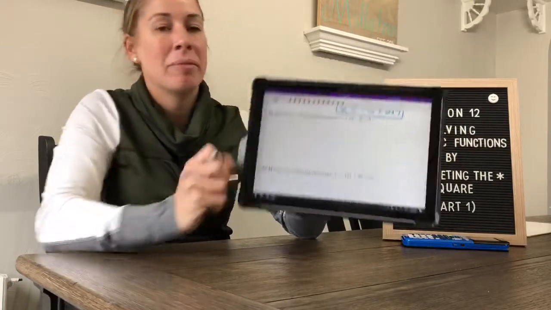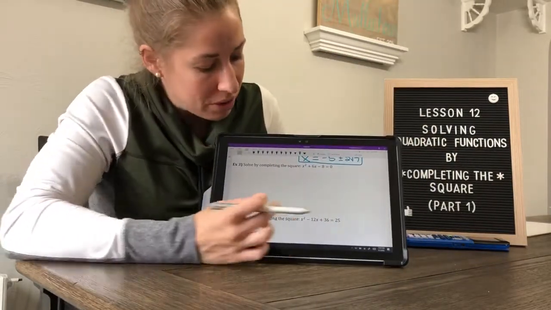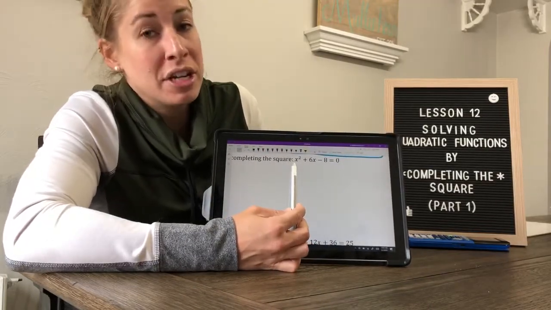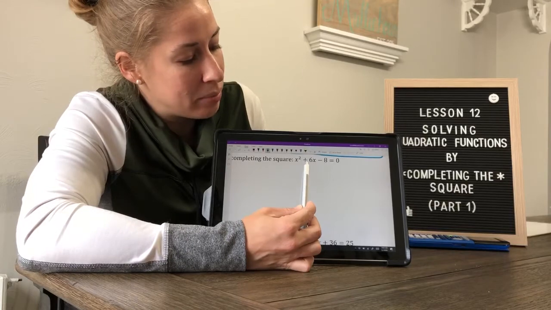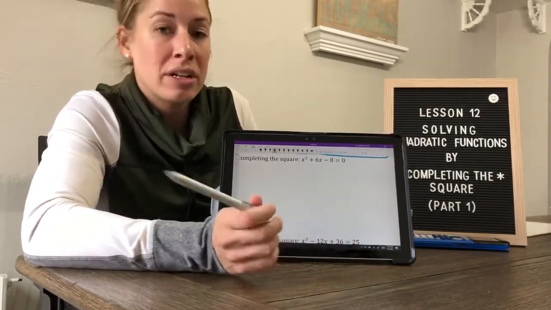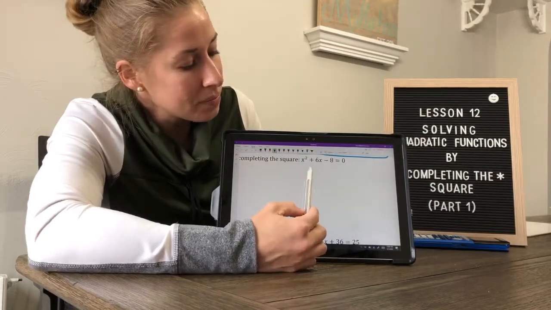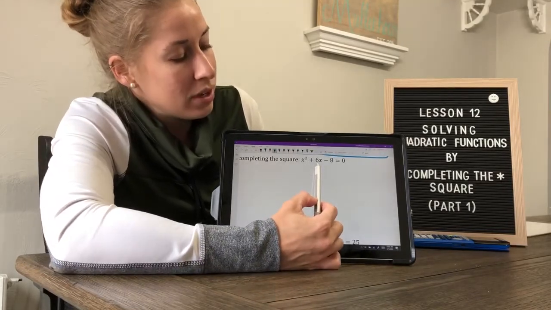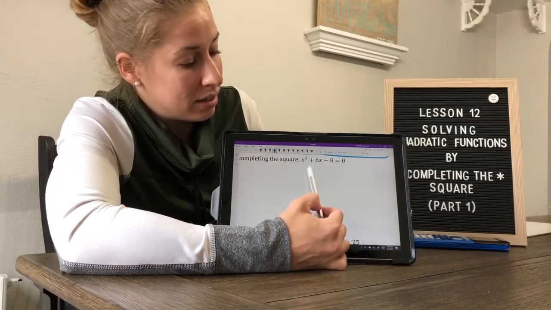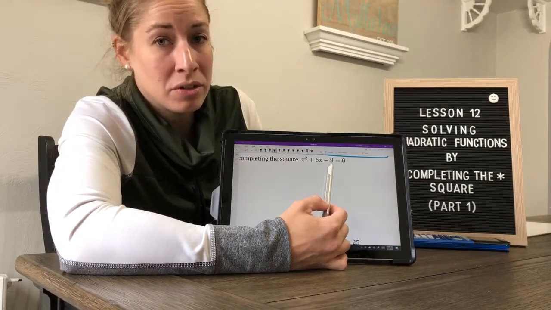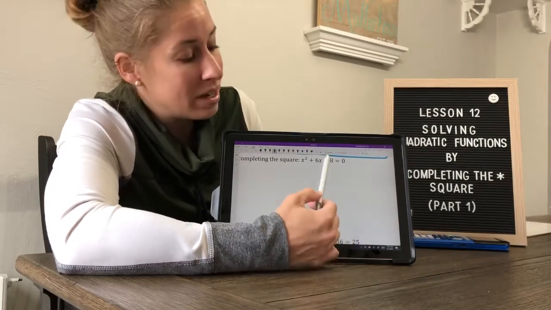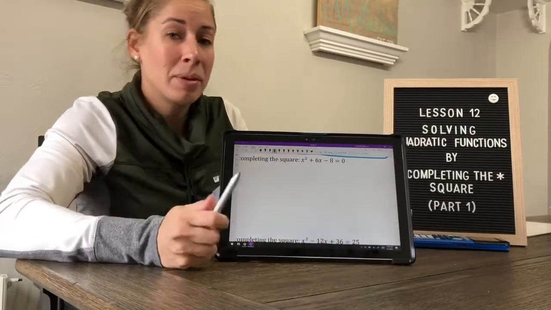Example 3, solve by completing the square. So first of all, what you should notice is that our leading coefficient is 1, so it's just x squared plus 6x minus 8 equals 0. So first of all, we're trying to solve this quadratic for x. If we look at that b value, first of all, we need to determine if this is a perfect square trinomial already. Well, 8 is not a perfect square, so it's not. Half of 6 squared, okay, that's not 8. So we need to move that 8 to the other side. We need to set it up to complete the square.